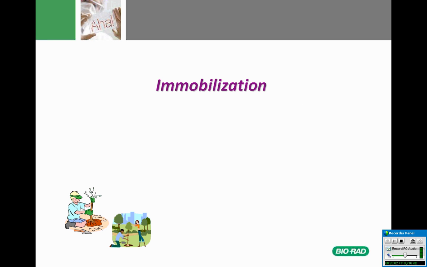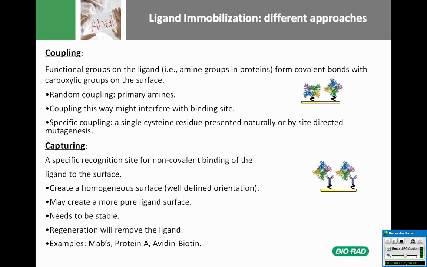So, a deeper view into the immobilization stage. The immobilization of a ligand can be done in two different ways, two different principles. The first one is what we call coupling, which is actually a covalent or non-reversible binding of your ligand to the surface, and this is done by using functional groups of the ligand, like amine groups present in the N-terminal or mainly on lysines.